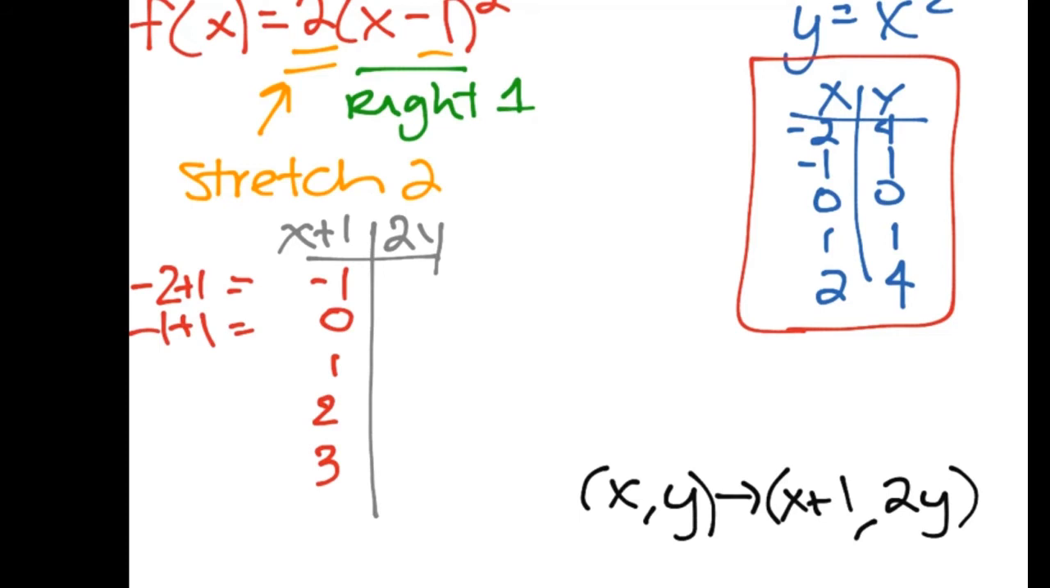On my y side, I have 4, 1, 0, 1, 4. I'm going to take those and I'm going to plug it into 2 times y. So 2 times 4 is 8. 1 times 2 is 2. 0 times 2 is 0. 1 times 2 is 2. And 4 times 2 is 8.